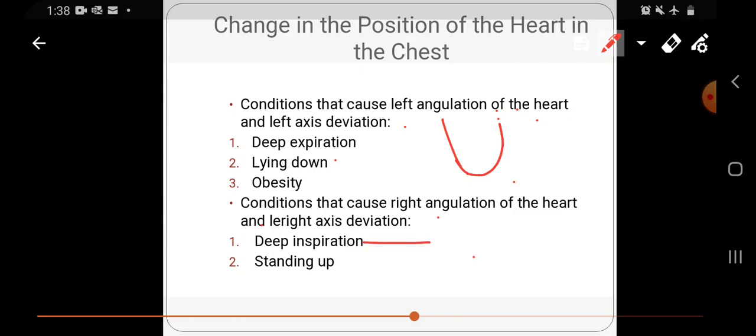It includes a deep inspiration and standing up. When you stand up, the heart will most probably be more angulated toward the right. Now, in many people, especially thin people, the heart will be angulated towards the right. So they may have right axis deviation even though they are completely normal. The reason is that the heart will be angulated towards the right.